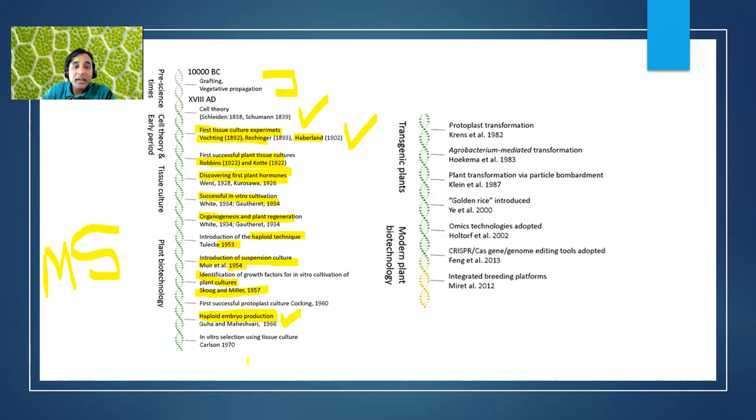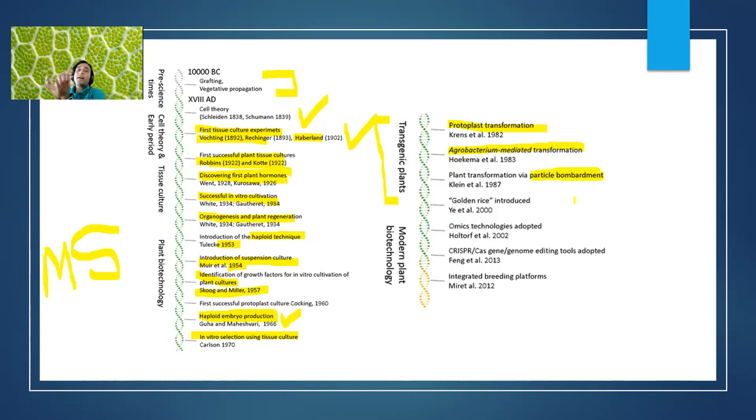And after that, other in vitro selection methods, like genetic modification, were developed. In 1982, the protoplast technique, which is also a part of plant tissue culture, was developed. And now this can be considered as transgenic plant development, right? Because now we had the knowledge about Agrobacterium-mediated transformation, right? How the bacteria can help us to genetically modify different kinds of plant species. And then the particle bombardment technique was developed, right?